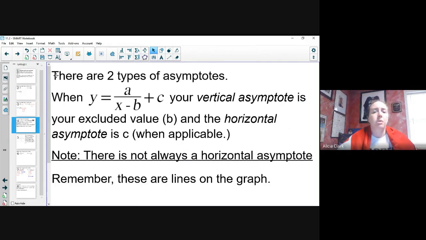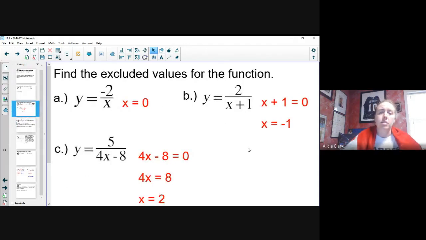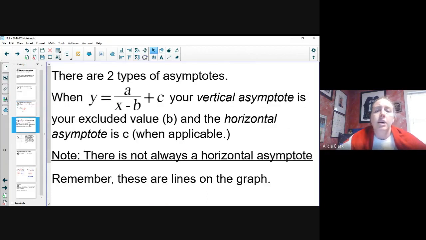So the next thing that we're going to talk about is the asymptotes. The first part of what we just did, the excluded values, that represents a vertical line. So notice how on all of these it was x equals. x equals is a vertical line that runs up and down. If I graphed this line, x equals 0, it would be a vertical line going through 0. x equals -1 is a vertical line through -1, and so on. Okay.